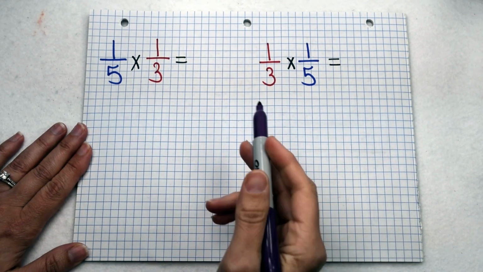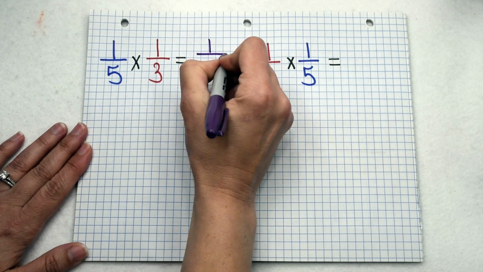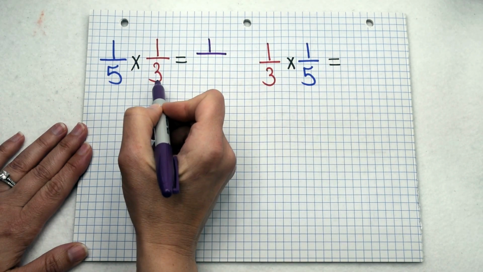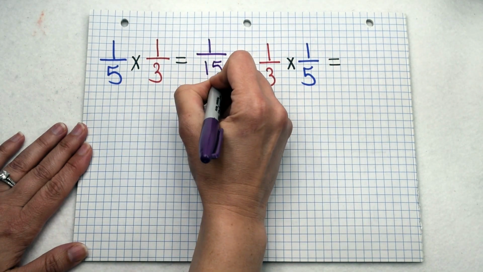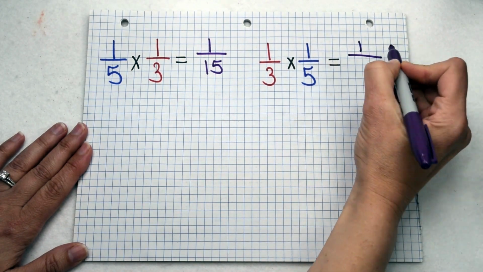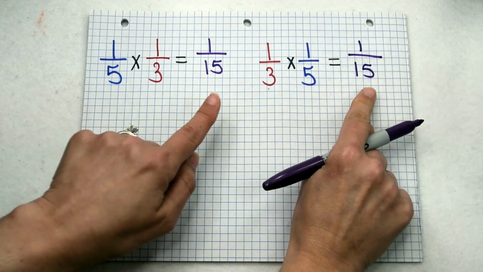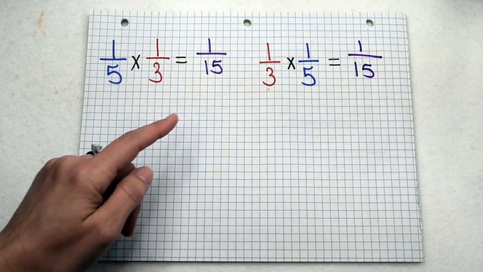Finally, let's test it out with the actual algorithm. When we multiply fractions, we multiply numerator times numerator. So 1 times 1 gives us 1, and denominator times denominator, so 5 times 3 gives us 15. Changing the order, our numerators still have 1 times 1, so that's still 1. Our denominator is now 3 times 5, which still equals 15, so we still come out with the same product.